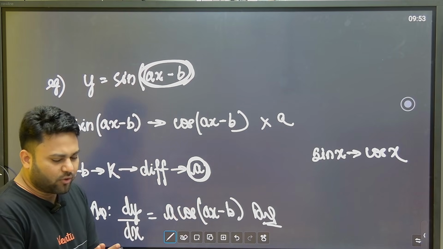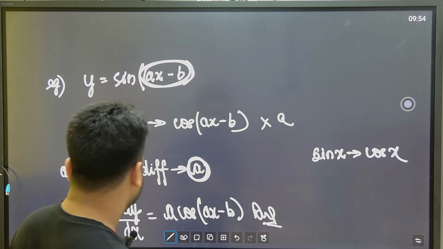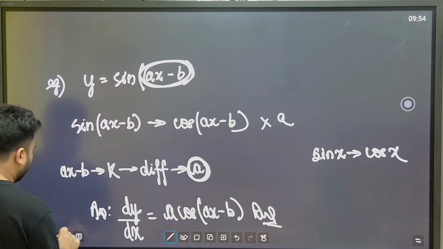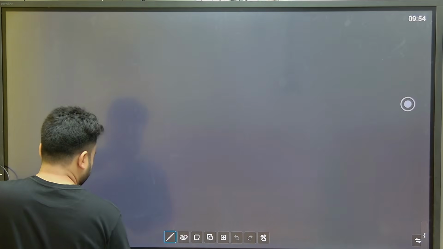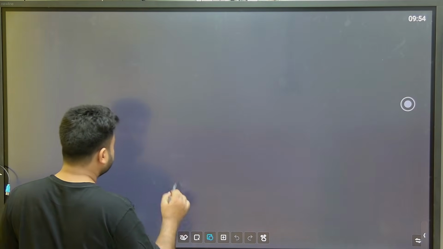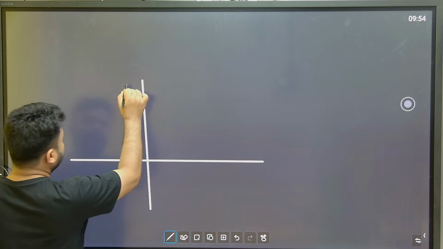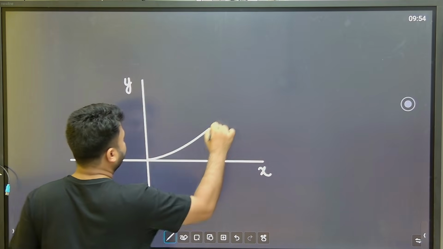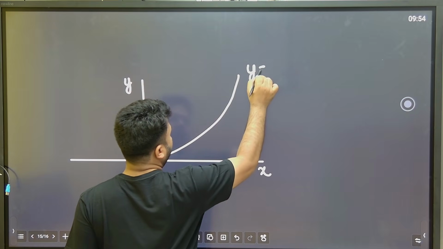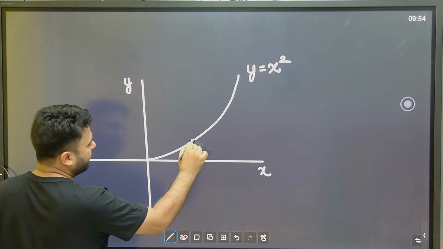So this is all about slope and all these things. We can see, for example, again going back to practical situations. Suppose if I take, this is my y-axis, this is x-axis, this is the graph of y equals to x square. There is a point here.